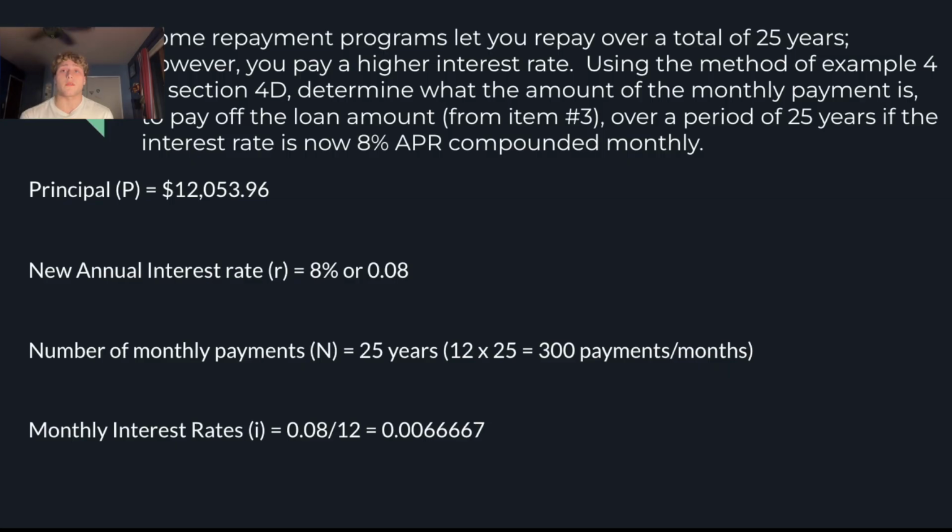So we have the principal of $12,000 here, the annual interest rate of 0.08, or 8%, which is the R value, and the number of monthly payments over 25 years. So 12 months by 25 years equals 300 payments in total. The monthly interest rate, 0.08 divided by 12, gives you 0.0066667 repeating.